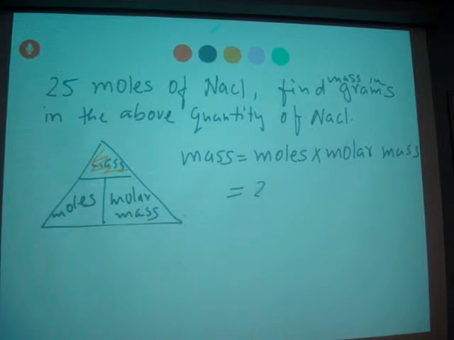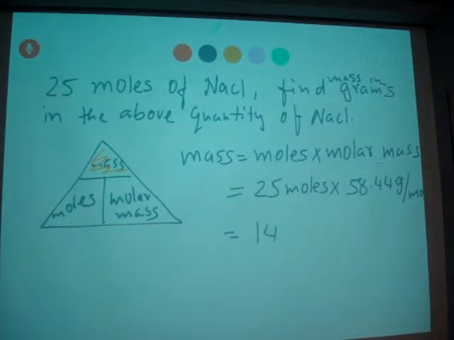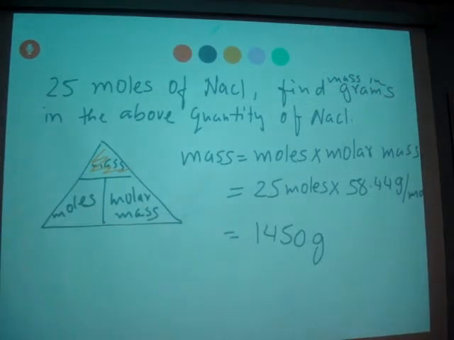We have moles given, 25 moles, and molar mass is 58.44. Is that right? Yes, ma'am. Okay, grams per mole. And when you calculate, what do you guys get? About 1,450 grams. You get the mass of NaCl.